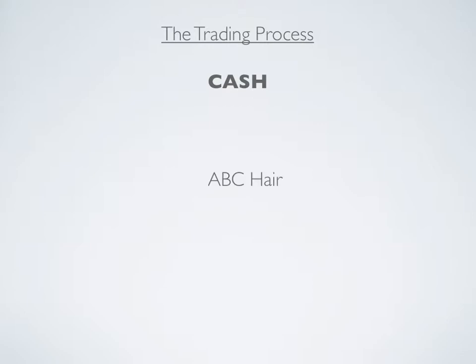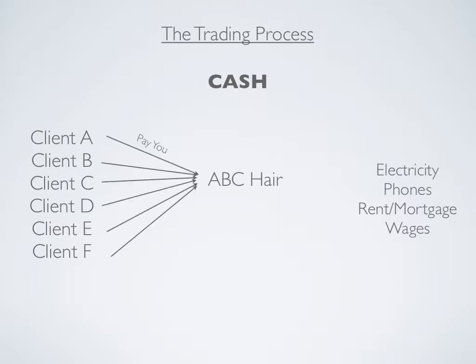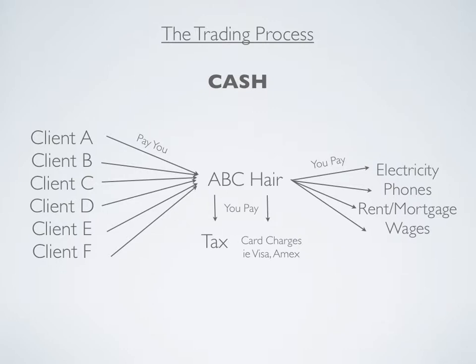So let's say you've got a company here, ABC Hair, that's you. At the moment you've got your existing client base down there on the left hand side, and you've also got existing cash expenses. Unfortunately they're probably more than that, but this is obviously just as an example. What would happen is your clients would come in and they would pay you in cash for your services for the haircut. You'd obviously take the cash and you'd use that to pay for your electricity, phone bills, rent, mortgages, wages, etc. On top of that you'll also pay tax and any credit card charges, so through Visa or Amex.